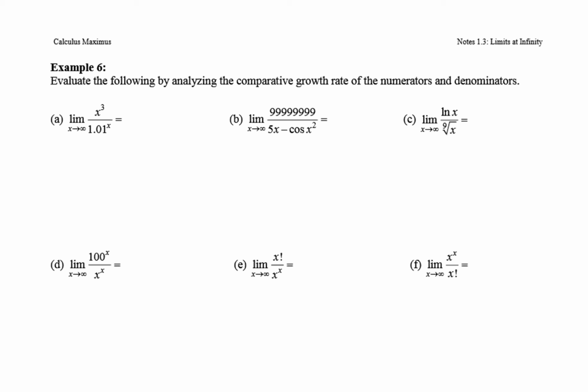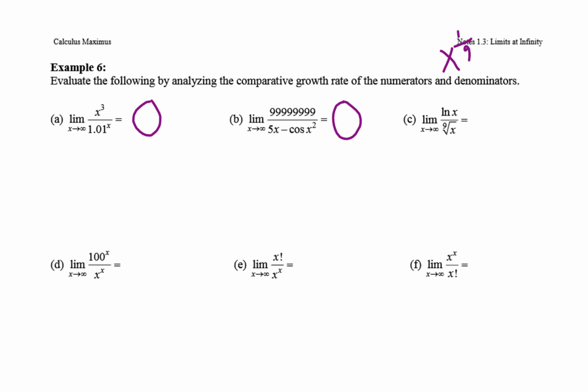So for example, we have this polynomial function in the top and an exponential function in the bottom. Now in this case, exponentials grow faster. So the limit as x approaches infinity is 0. Okay, part B, the numerator is a constant. It's not growing, it's not changing, even though it's a really big number. This bottom part is going to grow faster. So again, 0.